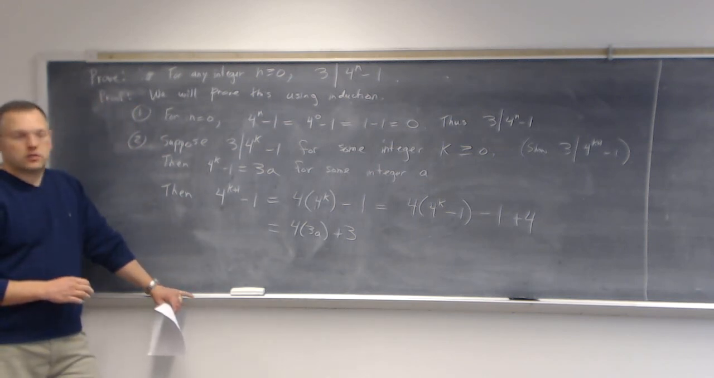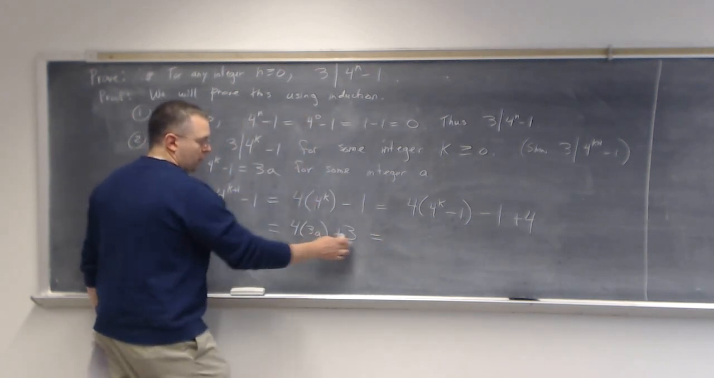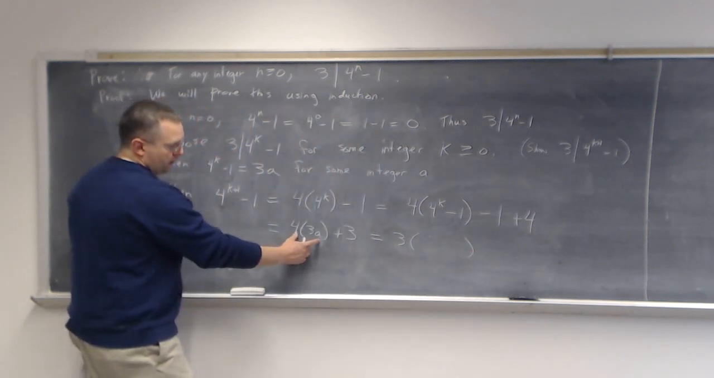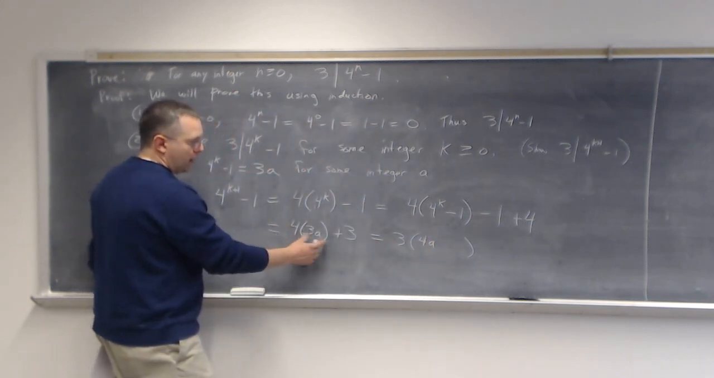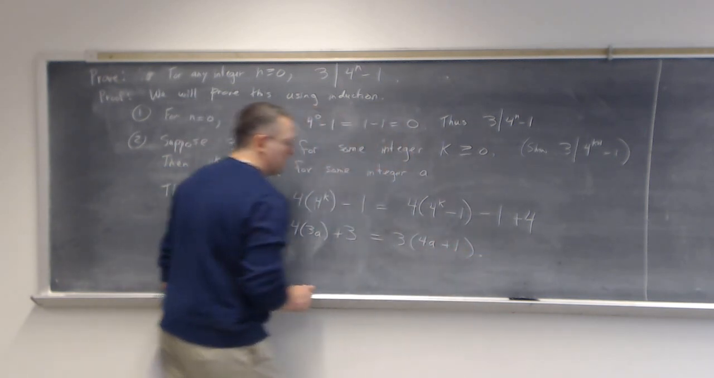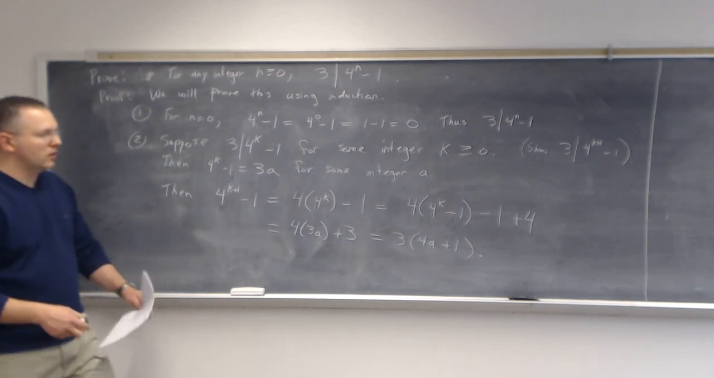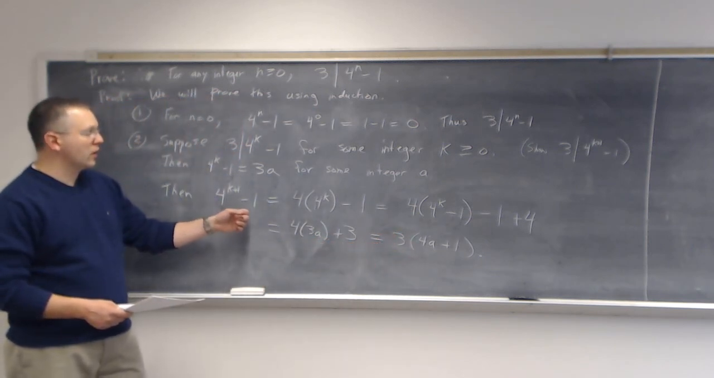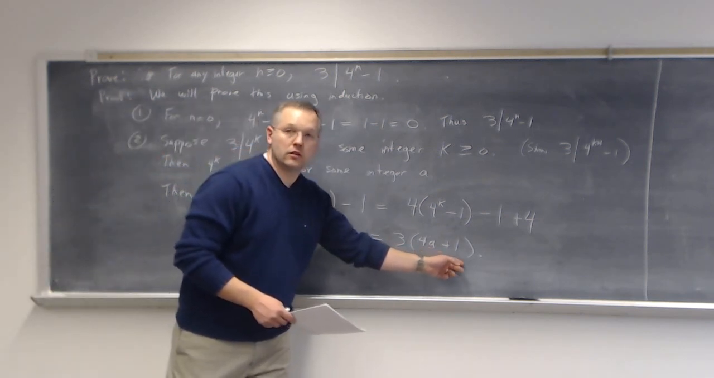Doesn't that look like 3 times an integer? Let me factor it out. There's a factor of 3 here, there's a factor of 3 here. So factor out 3 from both terms. I'm left with 4a here. If I factor out this 3, I'm left with 4a. And if I factor out 3 here, I'm left with plus 1. I could make this equal 3b for some integer b or something. But essentially we're done. We've shown that 4 to the k plus 1 minus 1 looks like 3 times an integer.